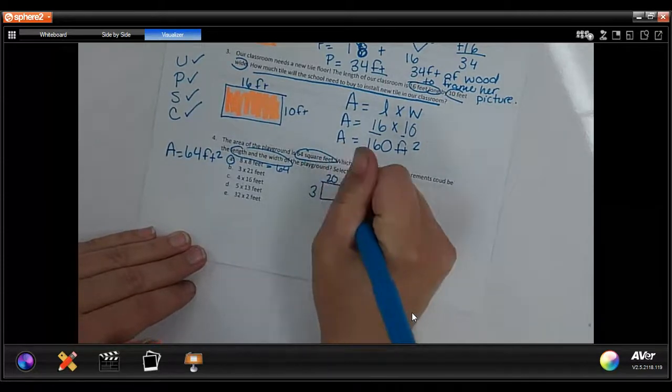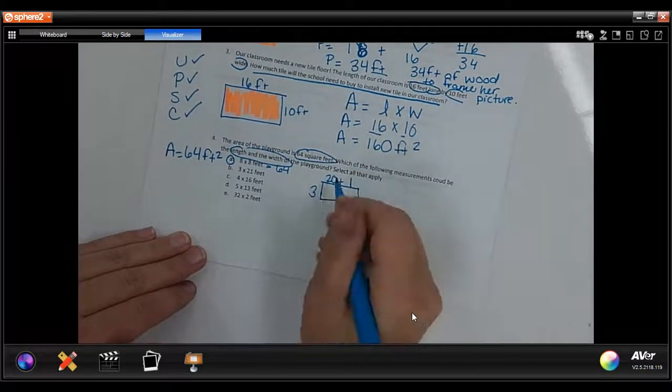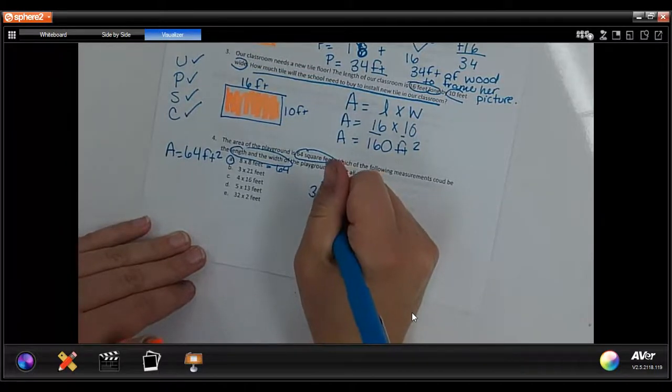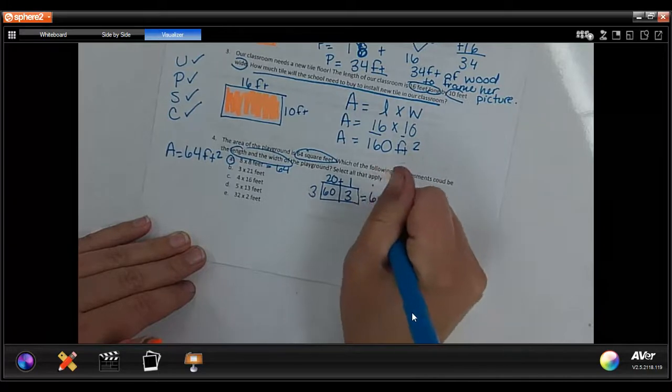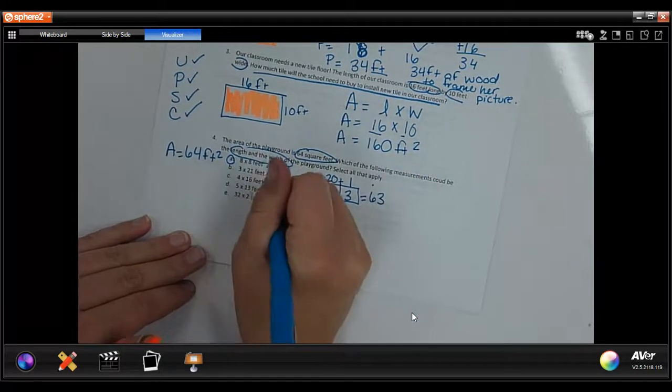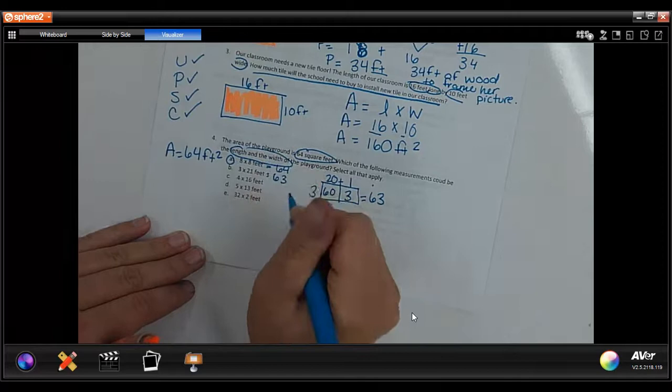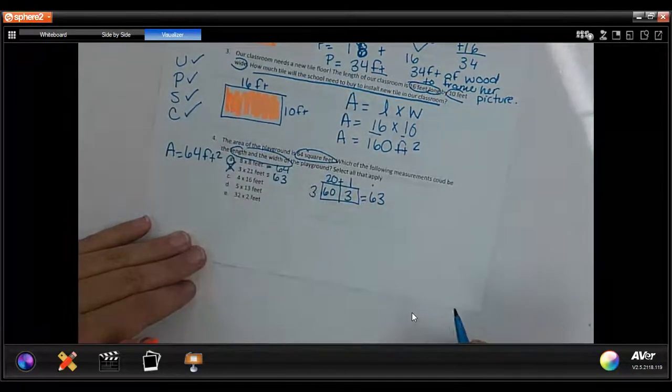3 times 20 plus 1. 3 times 20 is 60. 3 times 1 is 3. 60 plus 3 is 63. So 3 times 21 is 63. So that is not one of our correct answers.